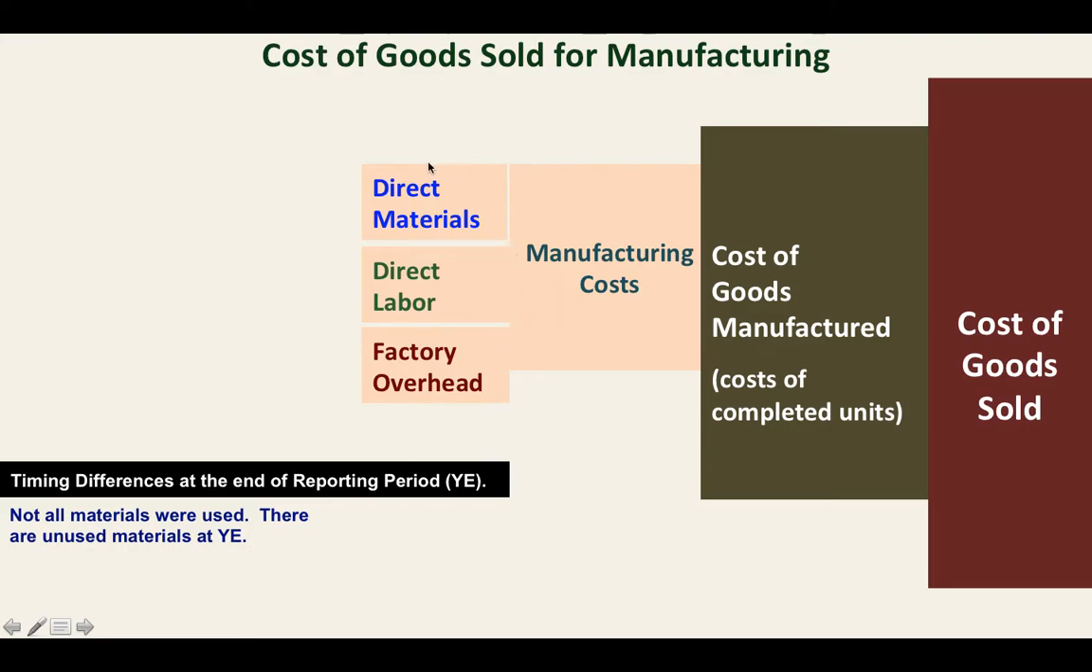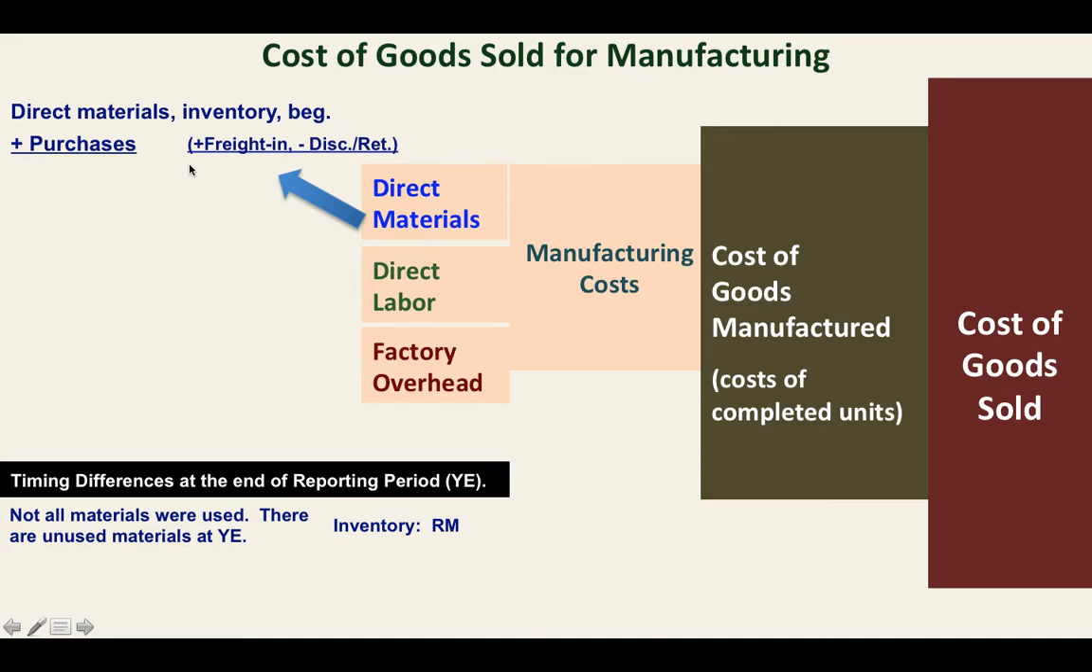So in this case, we need to compute the direct materials. In computing the direct materials, we have to take note of the inventory of raw materials. The inventory of raw materials will have a beginning and an ending inventory. The beginning inventory is the inventory at the beginning of the year, and the ending inventory is the inventory at the end of the year. So we have to compute the direct materials. To do that, we have to get the direct materials inventory beginning, and then add all the purchases for the current year.